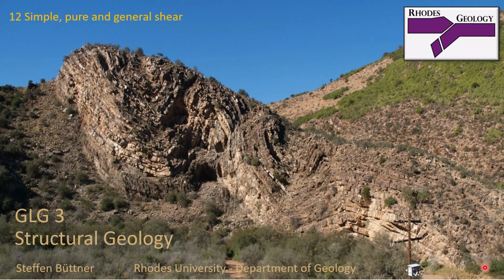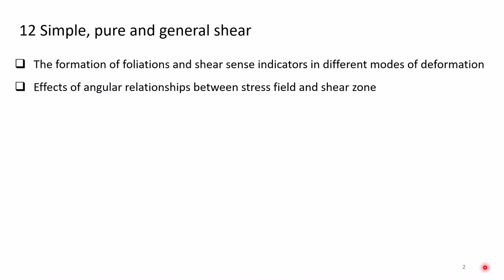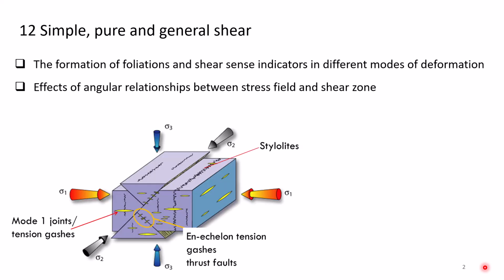Welcome to this session. In this video, we cover simple, pure, and general shear and the relationship between stress fields and ductile shear zones. The formation of foliations and shear sense indicators in simple, pure, and general shear mode can be understood if we understand the effects of angular relationships between stress fields and shear zones.